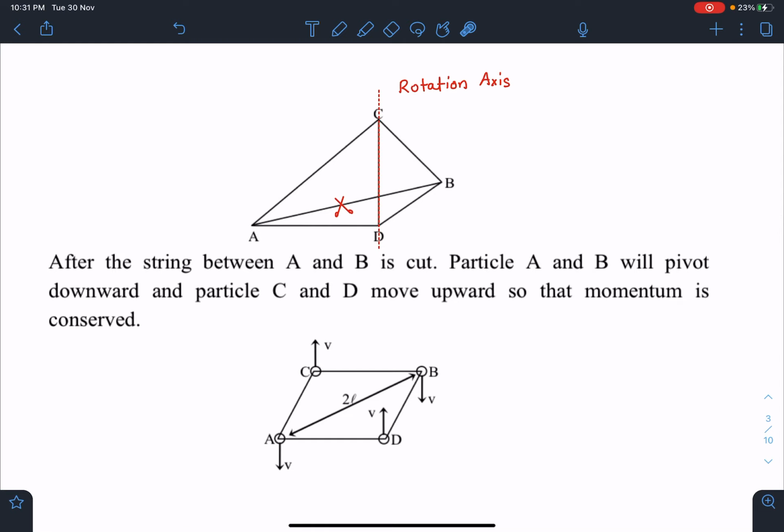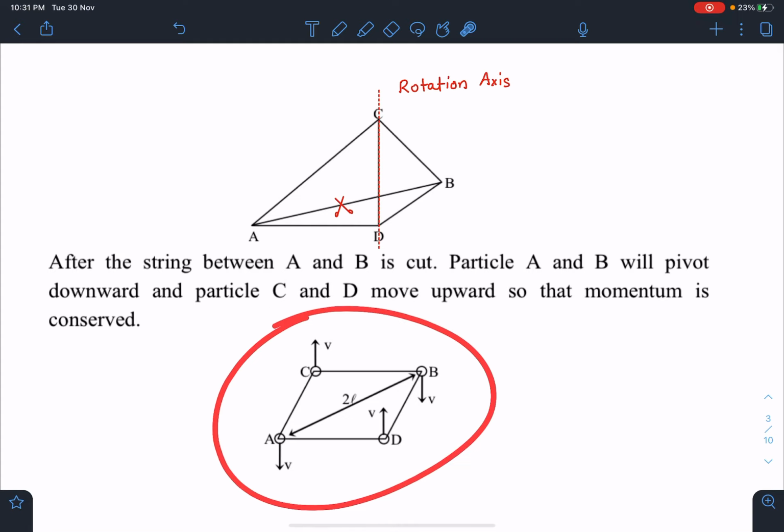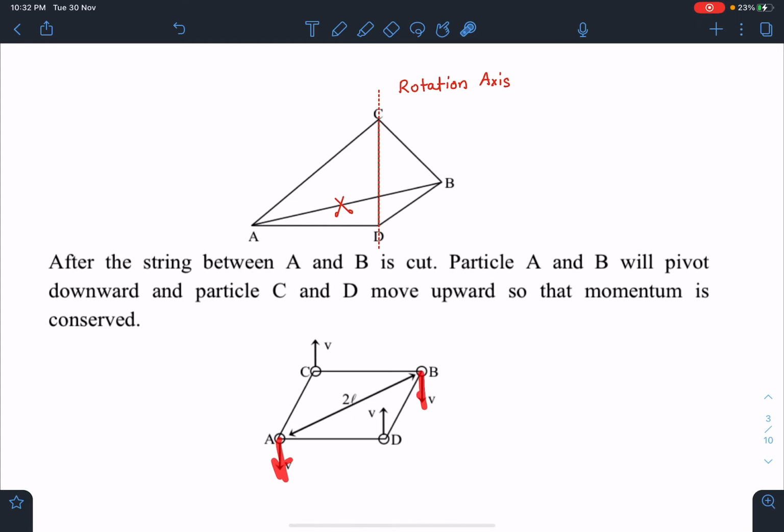After the string between A and B is cut, particles A and B will pivot downward, and particles C and D will move upward, so that momentum is conserved. So you can see here something like this. They are going to move in this direction, and this entire system will come like this. It's in 3D, slightly difficult to make in 2D. But here, in a better diagram, you can see these two particles will be moving down, and these will be moving up like this. And since all masses are given same, we can conserve linear momentum of the system.